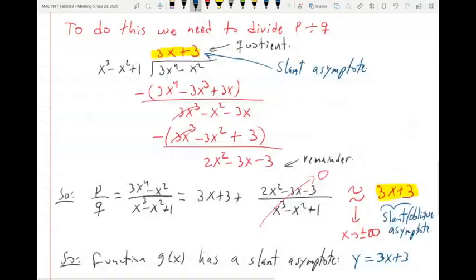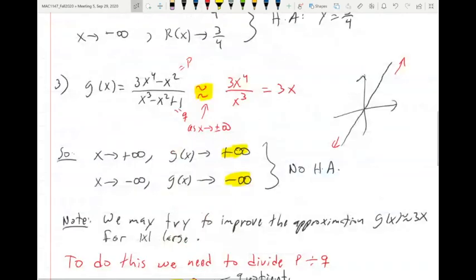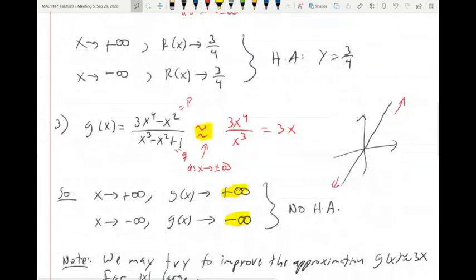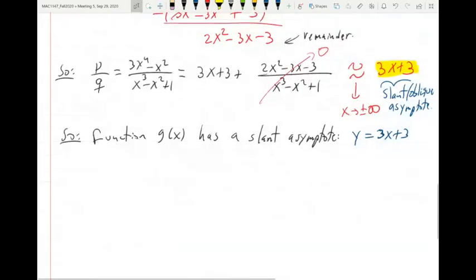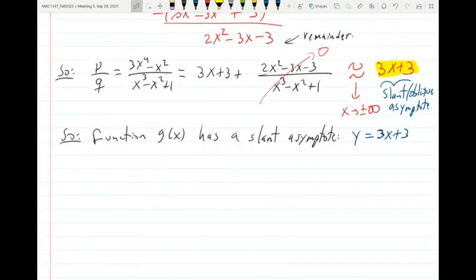So when we come on Thursday, we're gonna actually graph all of these functions that we analyzed today with the asymptotes. We're gonna sketch the picture of these guys. Okay, any questions on how to find the slant asymptote?